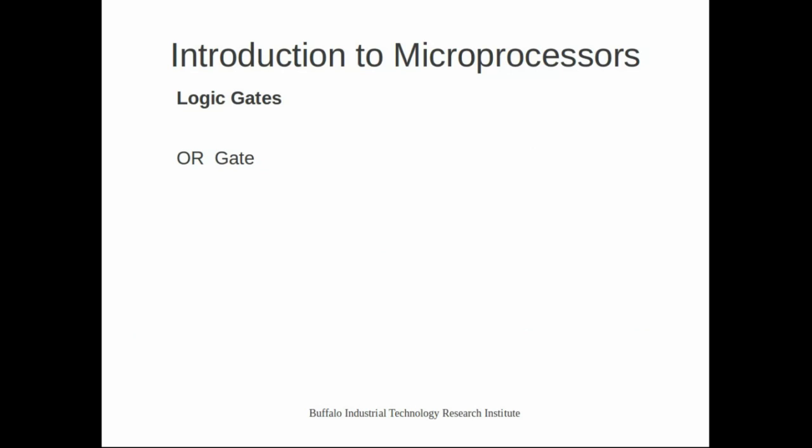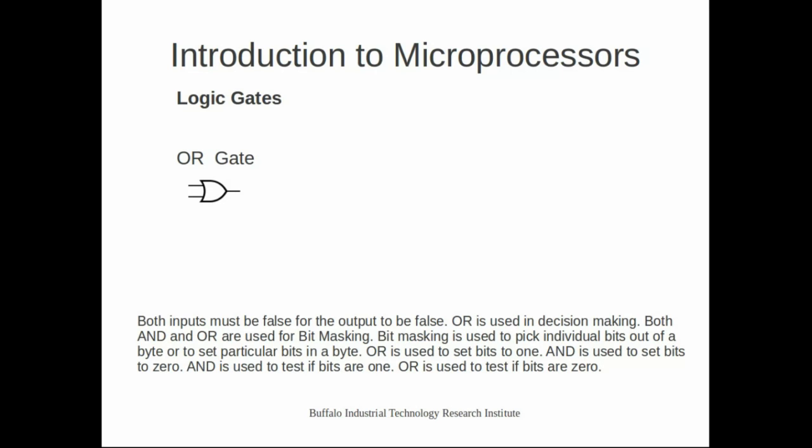Next is OR gate. OR gate is represented pictorially like this. For OR gate, both inputs must be false for the output to be false. OR is used in decision making. Both AND and OR can be used in bit masking. Bit masking is used in computer programming to pick individual bits out of a byte or to set a particular bit in a byte. OR is used to set bits to 1, AND is used to set bits to 0, AND is used to test if bits are 1, OR is used to test bits are 0.